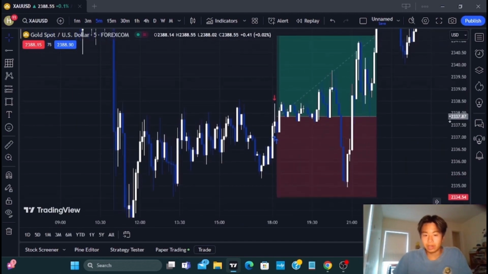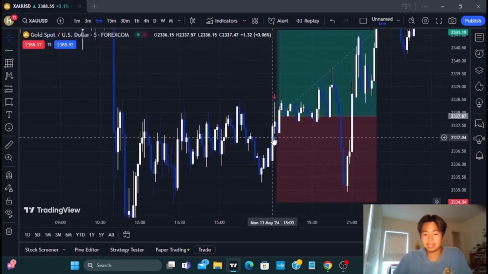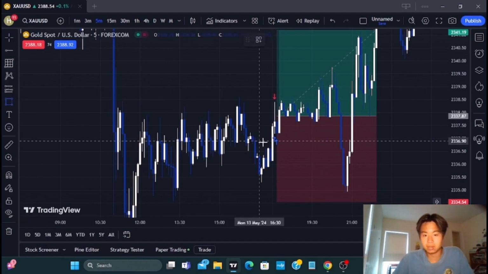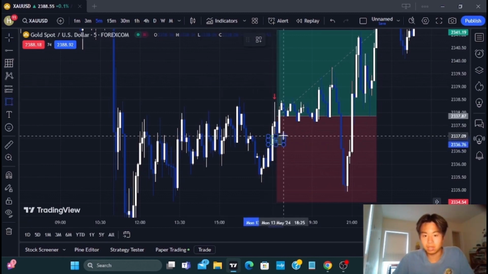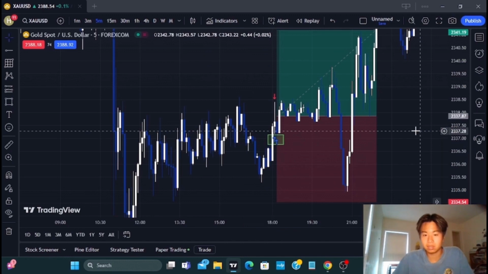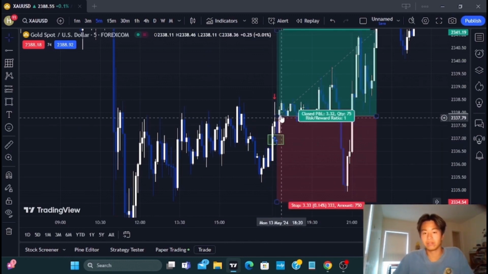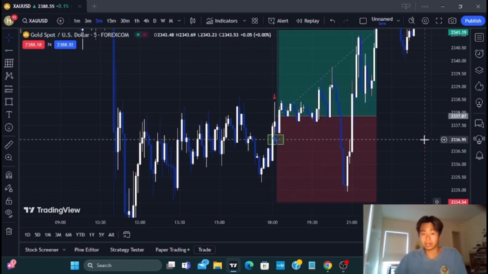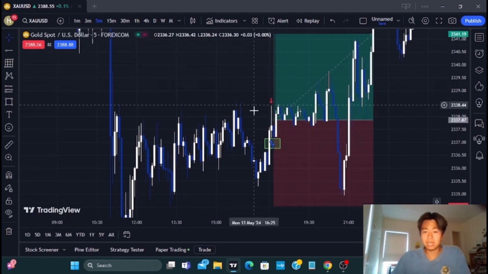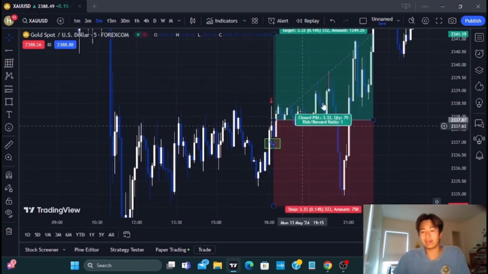Price created a liquidity void at 6 p.m. and let's draw that out with the rectangle from this low to this high. And obviously, price tapped into this liquidity void. The entry is a little bit high because of spread. And then price started consolidating right as I entered.